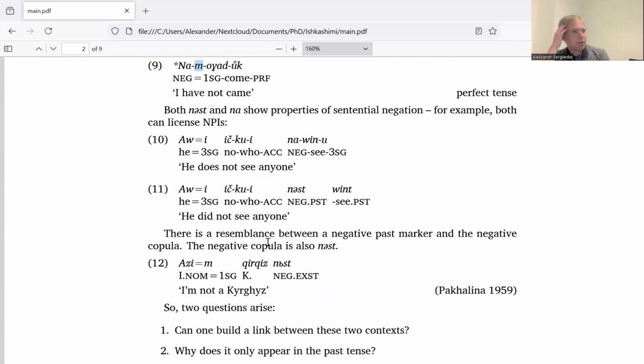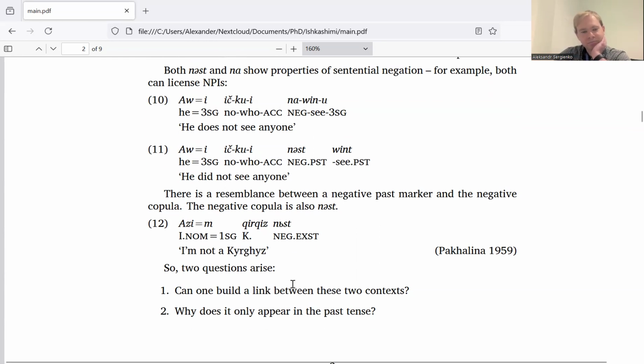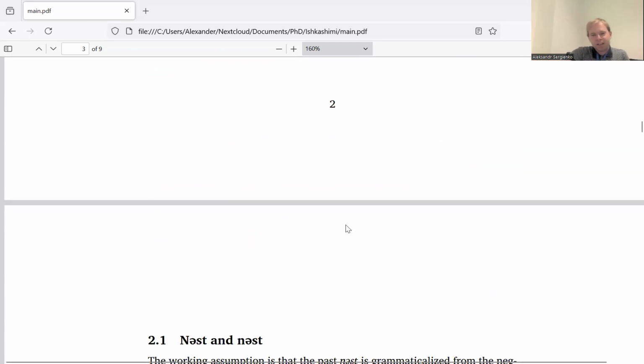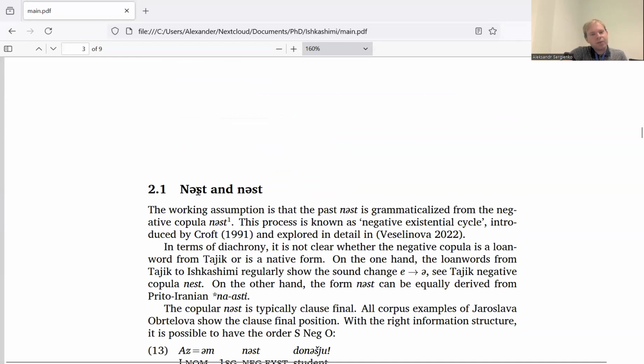And so basically there is a resemblance between the negative past marker and the negative copula, right? You're familiar with the negative copula in Shugni, which is nist. And respectively, the negative copula in Ishkashimi is also nist, as you see in the 12th. An example from Pakhalina as well. Azim Kyrgyz nist. So yeah, two questions arise. Can one build a link between these two contexts? And if one can, why does it only appear in the past tense? And these questions are not as far removed from reality as one might think.